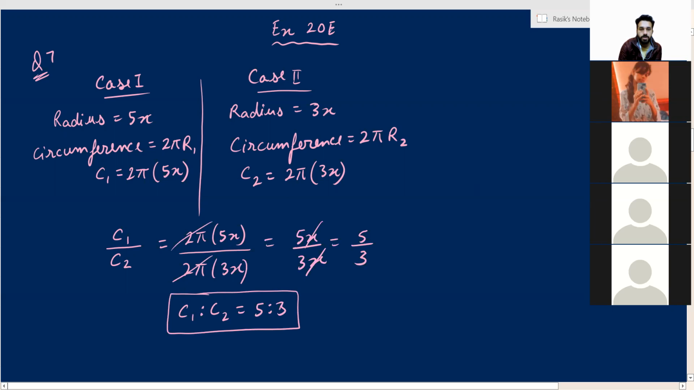So if the ratio of the radius is 5 is to 3, then the ratio of the circumference is also 5 is to 3. That means there is no change in the ratio of the circumferences. Whatever the ratio of the radii of the two circles is, the same is the ratio of the circumferences of the two circles.